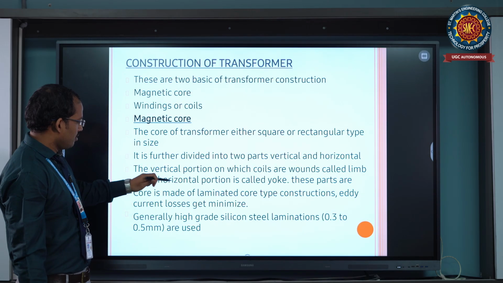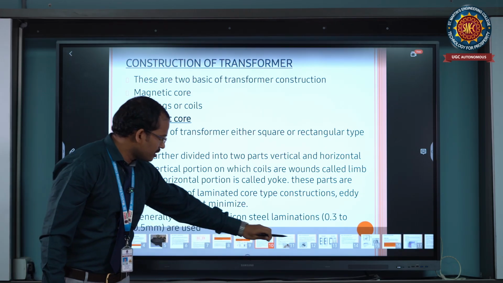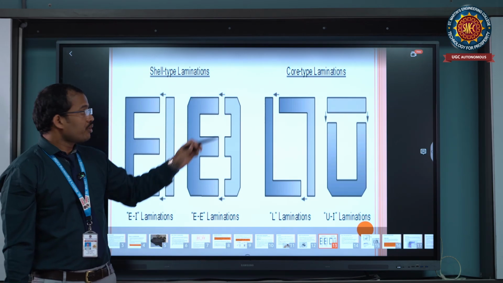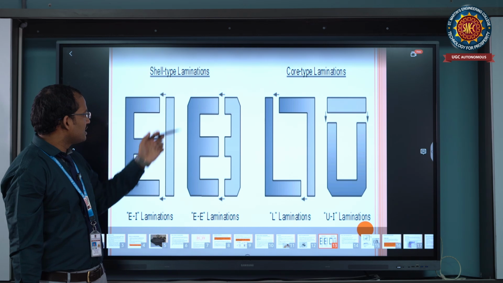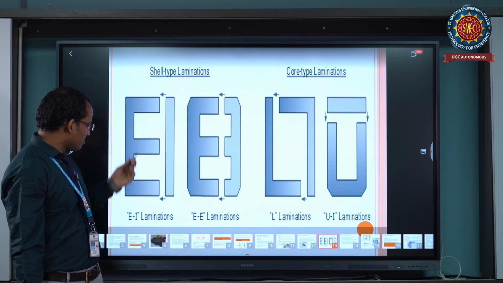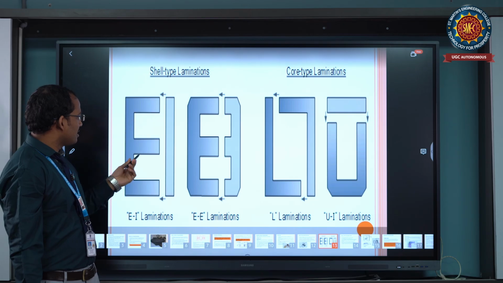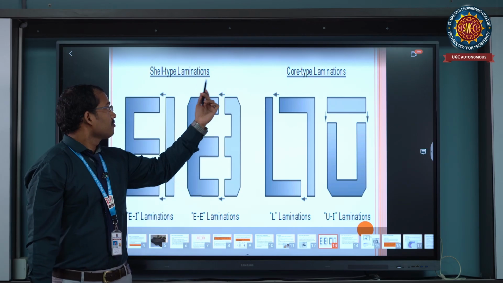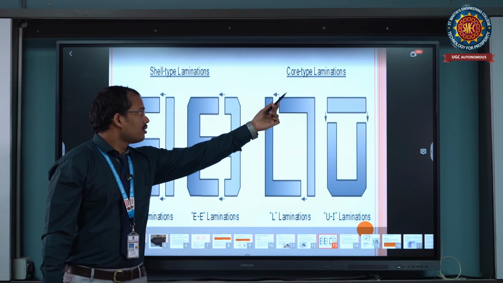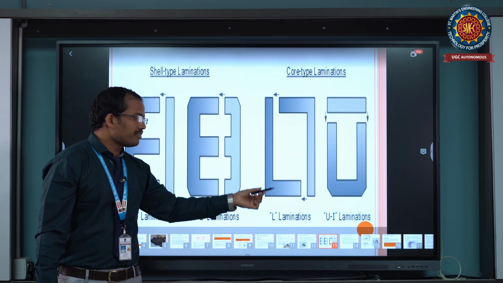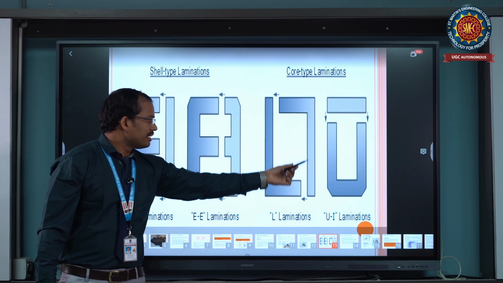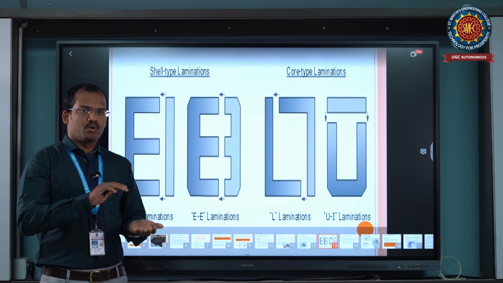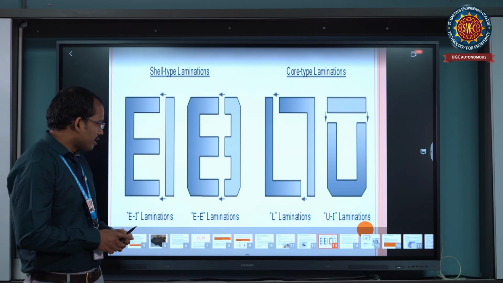So see the differences between the core type and shell type of transformer. This is the shell type of transformer. In the shell type, these are the laminations. The lamination letters are E and I. And in the core type of transformer, we use L type letters and U type letters. So these are the stampings of the transformers, core type and shell type stampings.